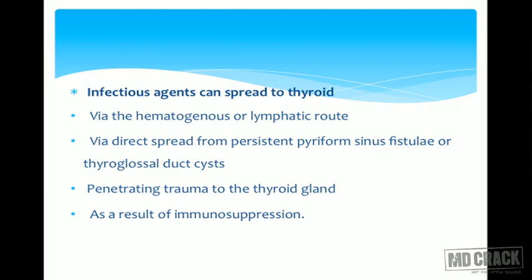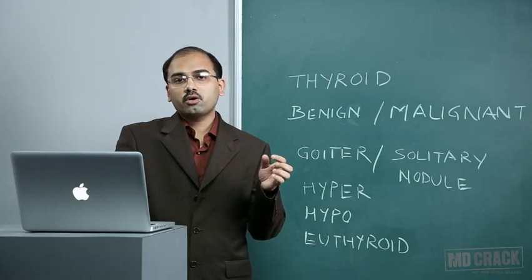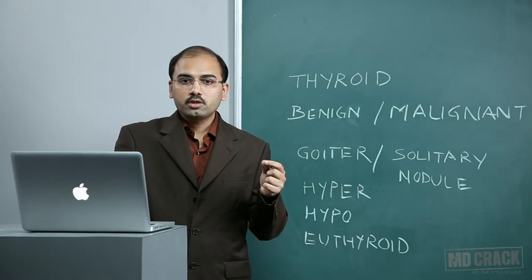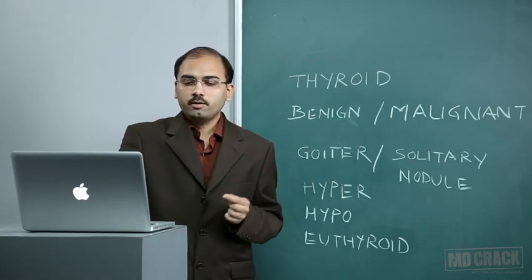But still, infectious agents can spread to the thyroid via a hematogenous or lymphatic route, or by direct spread from persistent pyriform sinus fistulae or a thyroglossal duct cyst. Whenever you get fistulae or a thyroglossal duct cyst, they have communication to the intraoral cavity. So organisms from the oral cavity can spread onto the thyroid parenchyma.